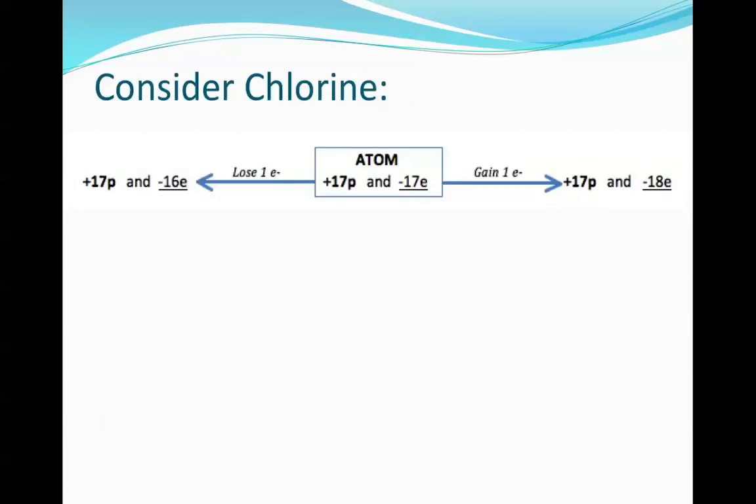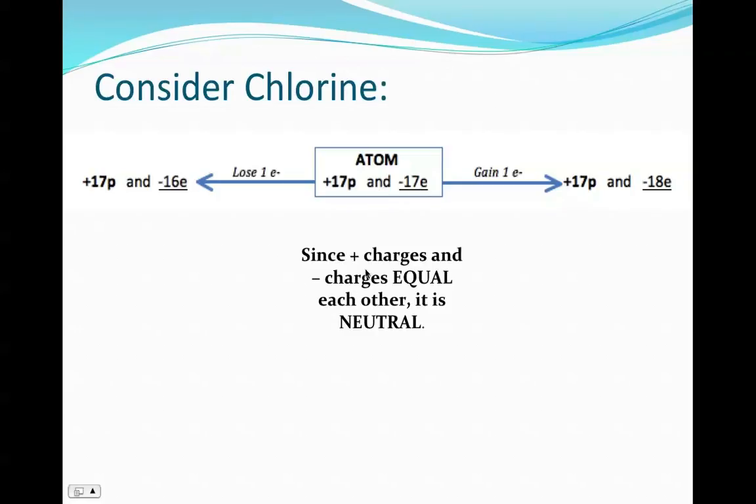Now this can be a confusing concept for students because of this idea of losing or gaining electrons and how the charge actually works out. So when we think of chlorine as an atom, meaning that the protons and electrons are equal, since the positive and negative charges are equal, we know it's neutral. Now when we take away an electron, so here we have 17 protons and 16 electrons, we have 17 positive charges and 16 negative charges. So our positive charges are greater than our negative charges, so our overall charge is positive. So when we take away a negatively charged particle, the electron, our overall charge is positive.